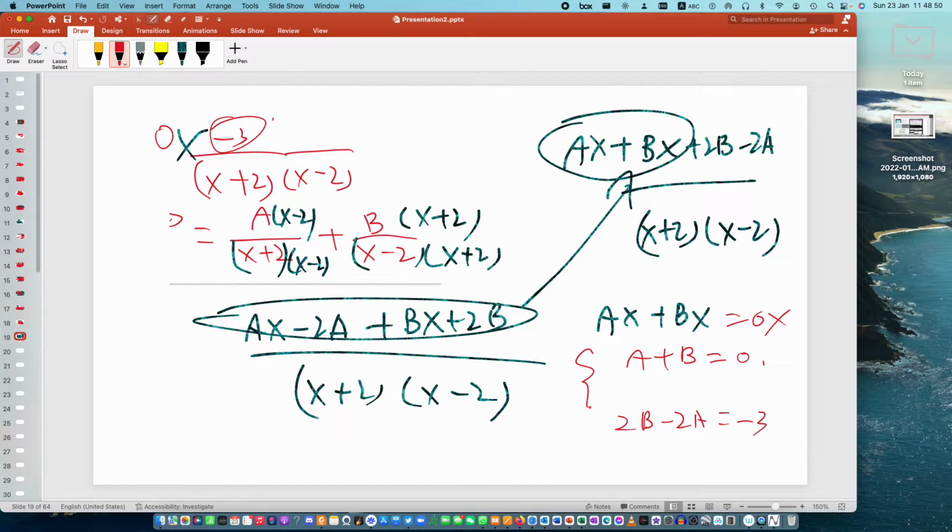So by solving these simultaneous equations, you can use your calculator. When you use your calculator, be careful. The a must be put in front.